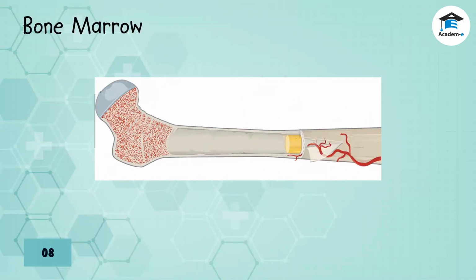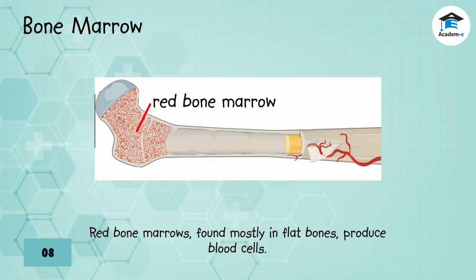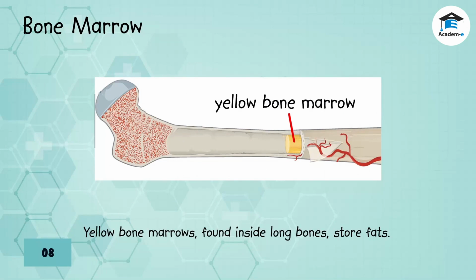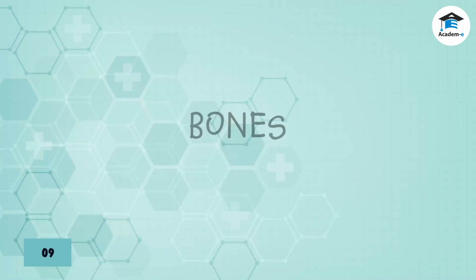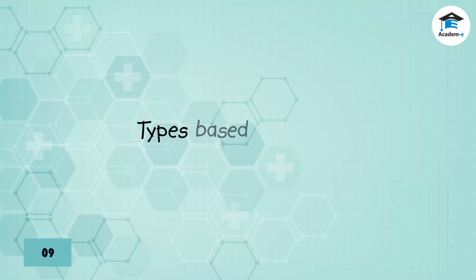Bone marrow can be yellow or red. Red bone marrows, found mostly in flat bones, produce blood cells. Yellow bone marrows, found inside long bones, store fats. Bones vary in shapes and sizes. The smallest human bone is the stirrup or stapes in the middle ear, while the longest and largest human bone is the femur.